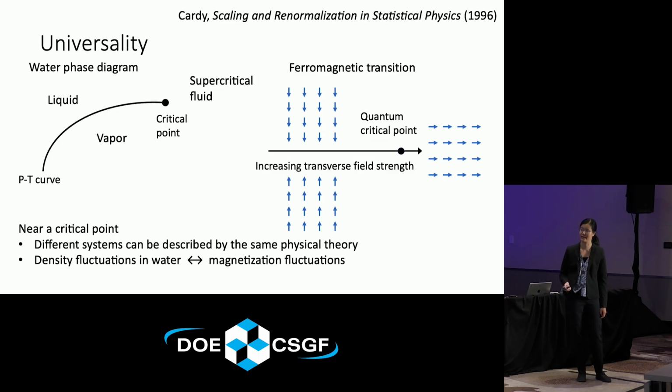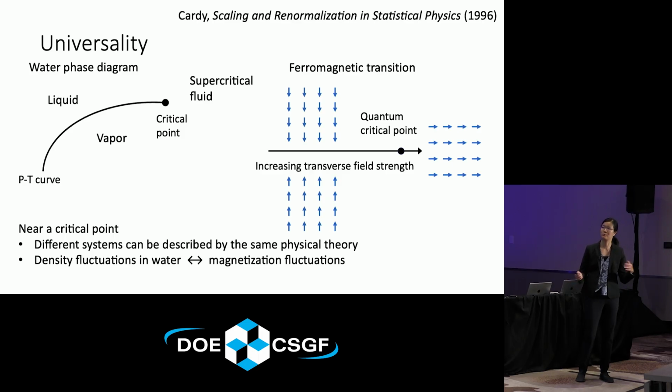So qualitatively, it looks like this, and we might be able to point out some qualitative similarities if we can make this analogy between a transverse field strength and the pressure temperature curve. So along this pressure temperature curve, there's two distinct phases of water, liquid and vapor, in the same way that there's these two distinct orientations of the magnet. Beyond that, there's a critical point, just like there's a quantum critical point.